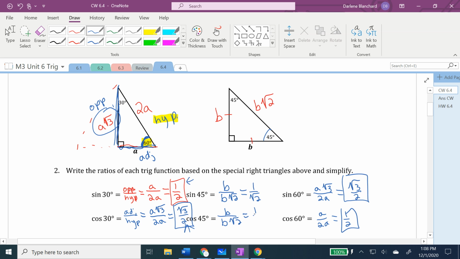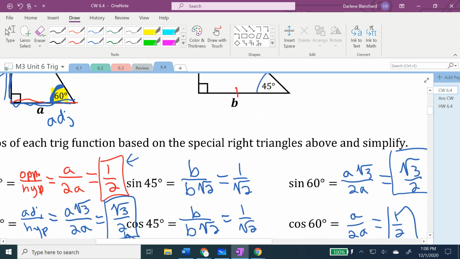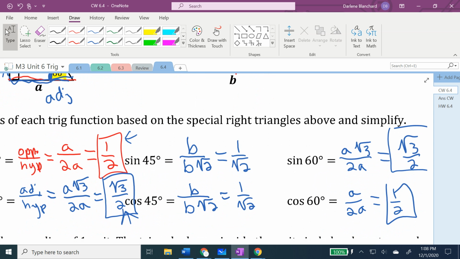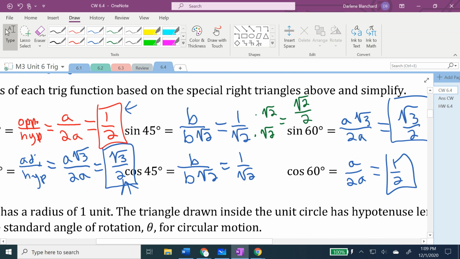Now, to make these numbers easier to remember, we're going to simplify the 1 over root 2 by multiplying the fraction by root 2 over root 2. That turns it into the square root of 2 divided by 2. Why does this make the numbers easier to remember?